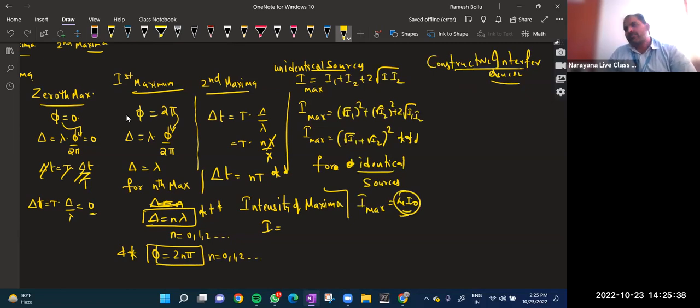So what are the conditions for constructive interference? Delta equal to how much? N lambda. Phase difference how much? 2n pi. And time difference how much? N into T.